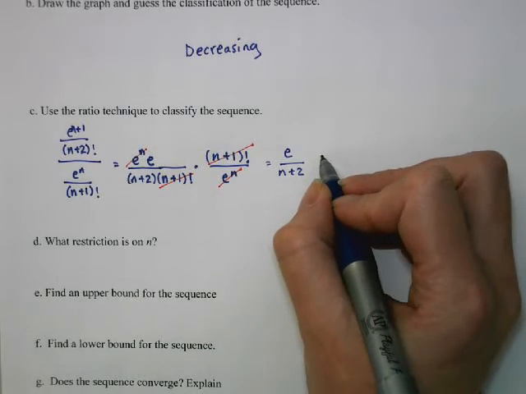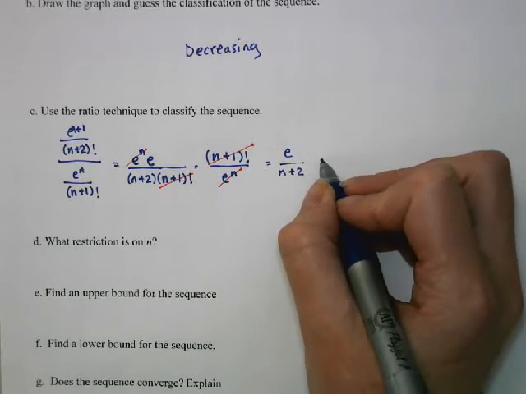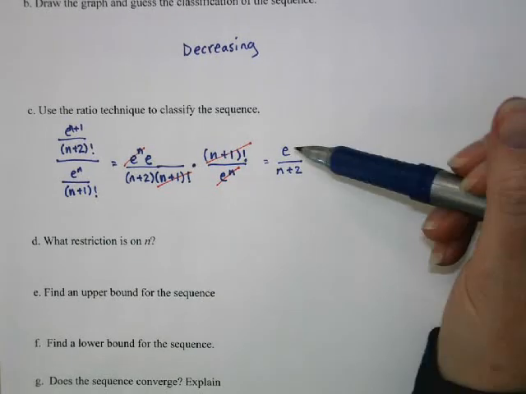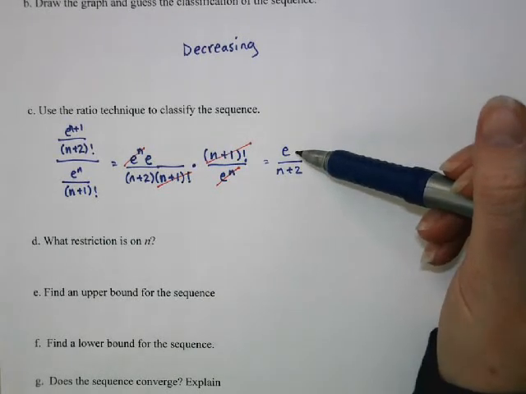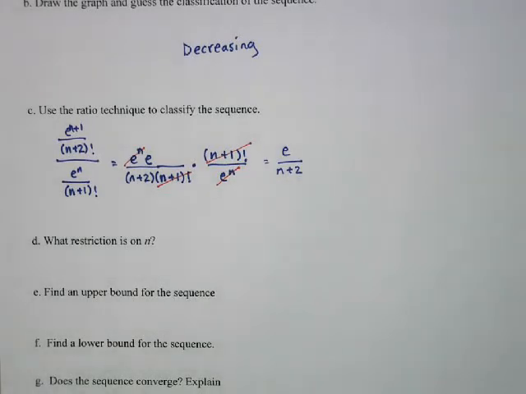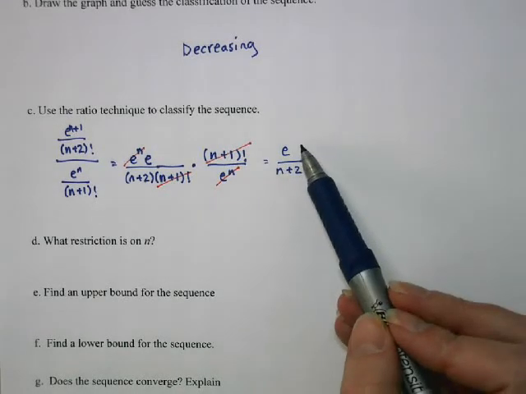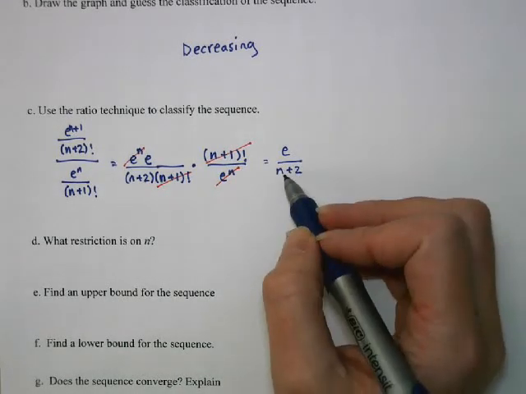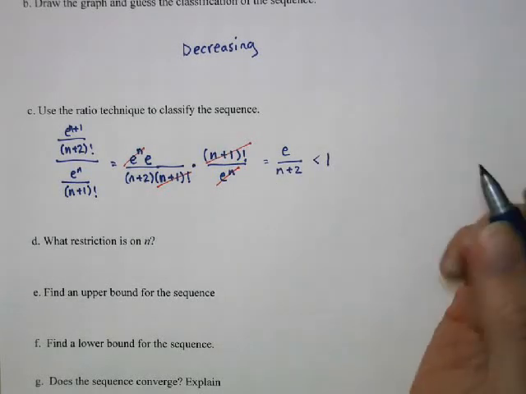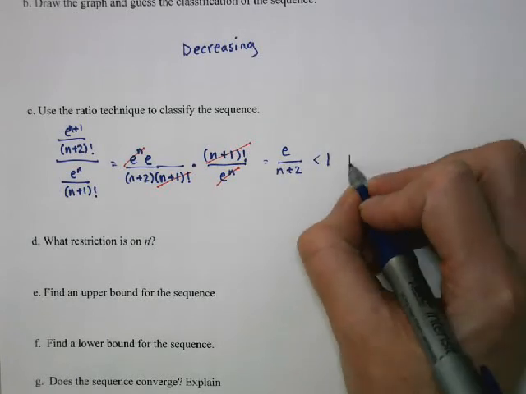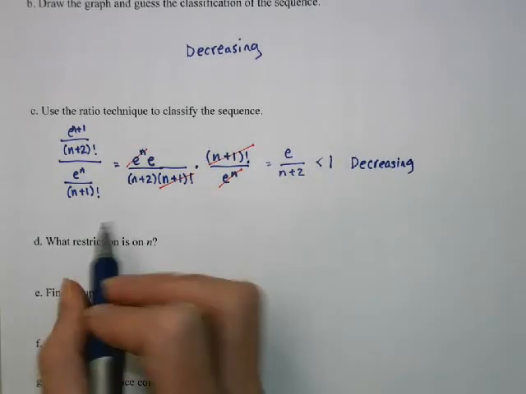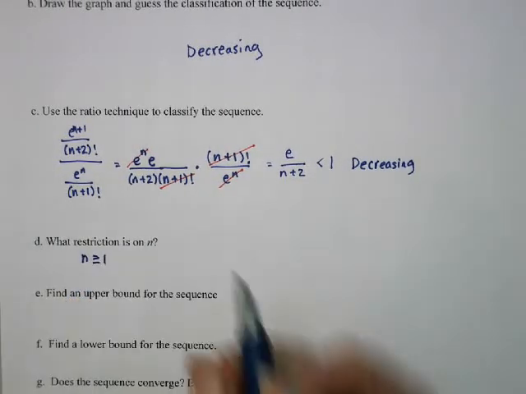So e is about 2.718. So when we plug in 1, you're going to have 2.718 over 3. If you plug in 2, you're going to have 4. So the numerator is smaller than the denominator, which means this is less than 1, which means this is decreasing. N has to be bigger than 1.